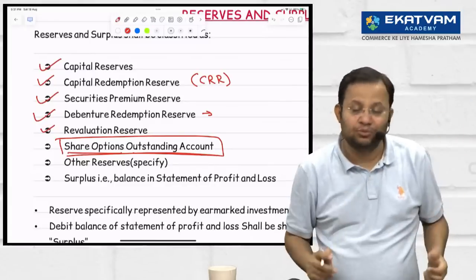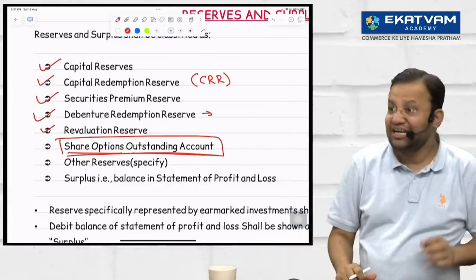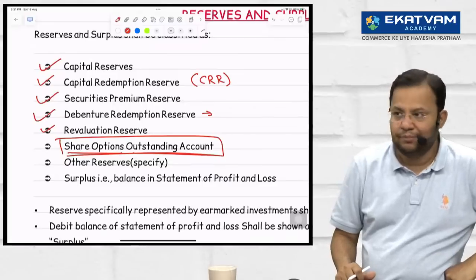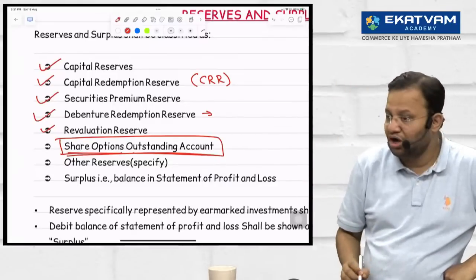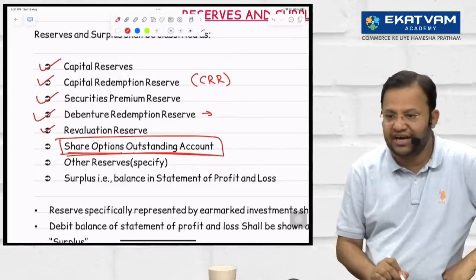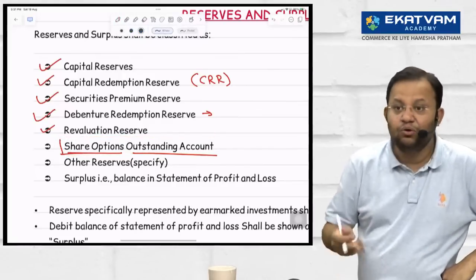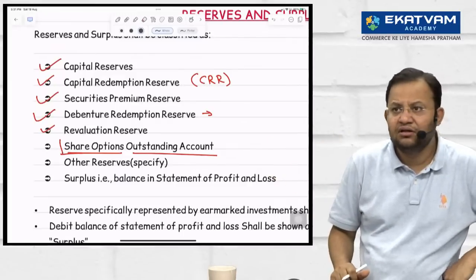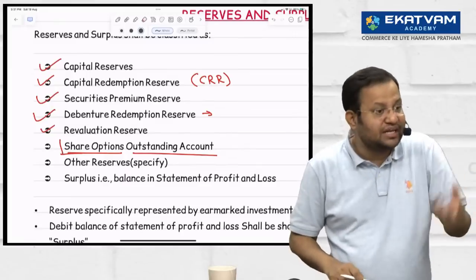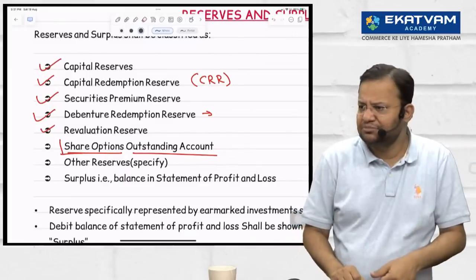It can be employee option or it can be something else. Option can be given to promoters also. Not necessarily just the employees. It can be given to top management also. So that amount will be shown on the liability side under share option outstanding account. And from here, it will go to capital. When it will go to capital? When shares are actually issued.